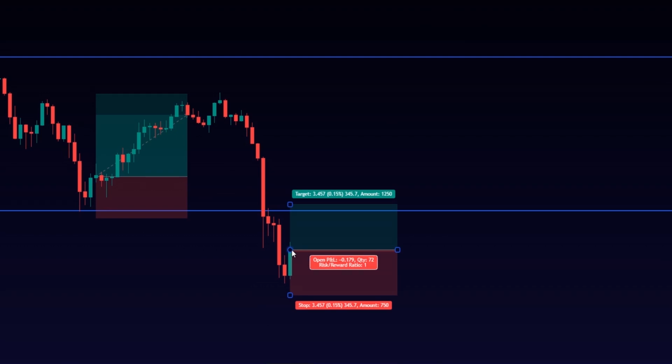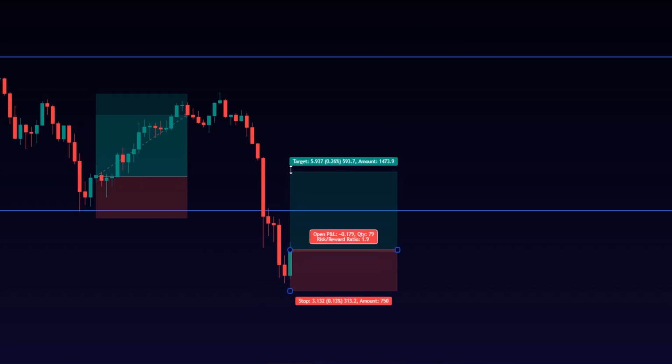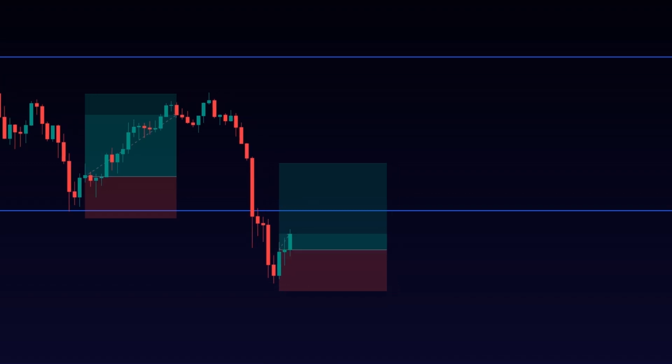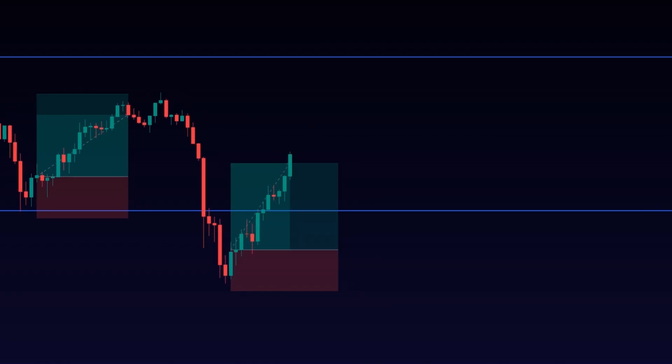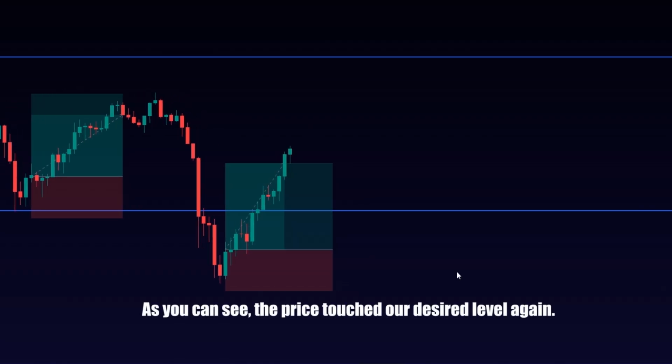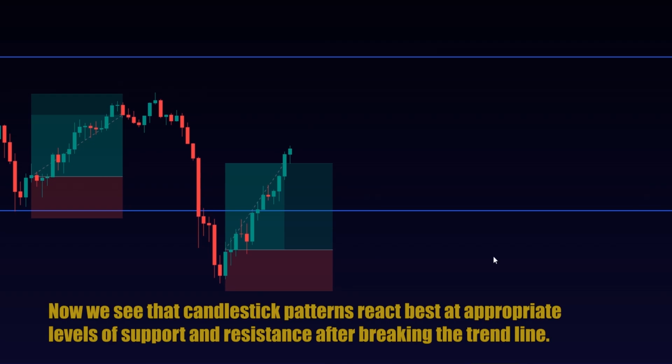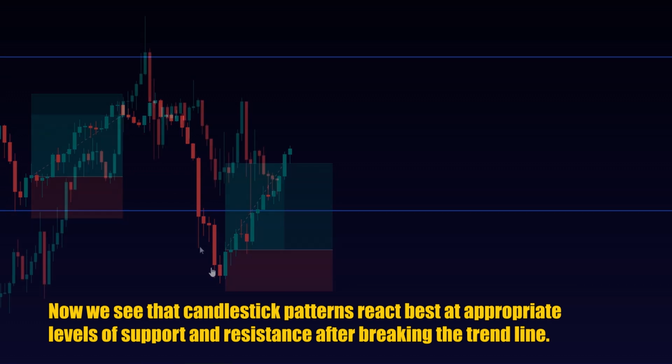Place the stop loss at the last swing and consider a risk to reward ratio of 1 to 2. Let's see what happens. As you can see, the price touched our desired level again. Now we see that candlestick patterns react best at appropriate levels of support and resistance after breaking the trend line.